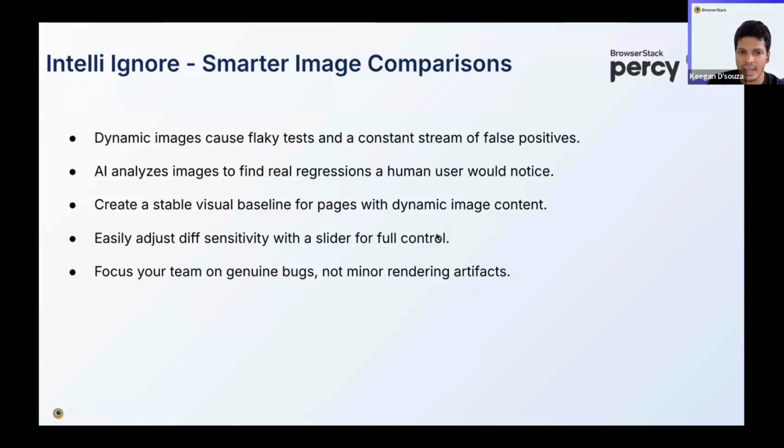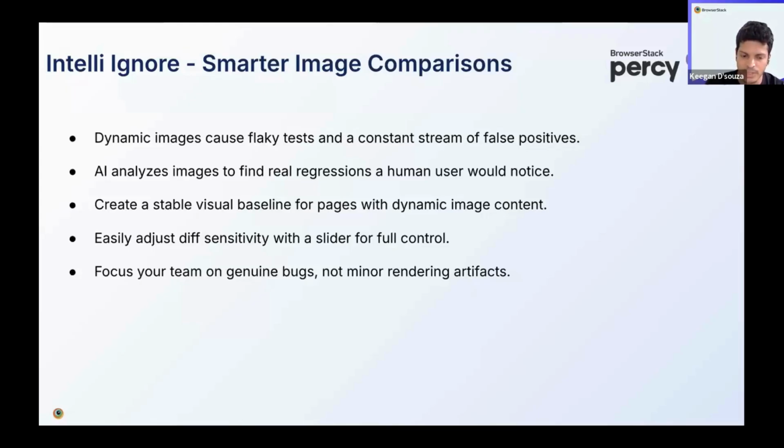IntelliIgnore is specifically meant to handle cases like this, where we leverage AI to analyze images and only flag regressions that a human would actually notice. So the idea with all the changes, as you would have noticed with review agent, is that we are always trying to make you review much faster than you can by yourself, right? Even on top of how Percy already speeds things up over manual eyeballing, we're also trying to leverage AI to speed things up.